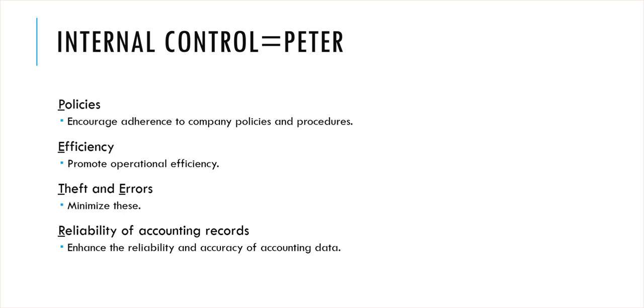I like to say internal control is PETER, and this is an acronym. It is the policies that exist. It is efficiency. It is a discussion of theft and errors, and it's talking about reliability. So, policies. It's the policies that encourage adherence, or following through, or complying, or obeying, if you want to say that, the policies and procedures that exist for the enterprise.